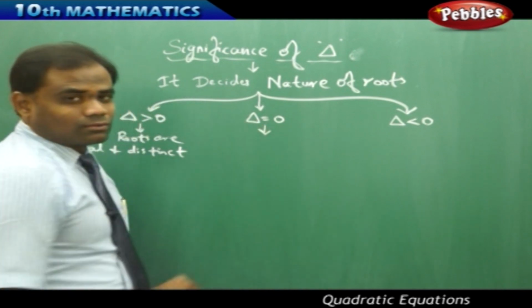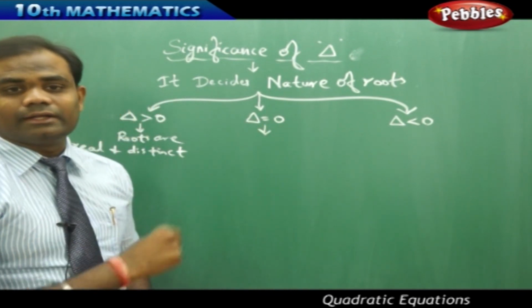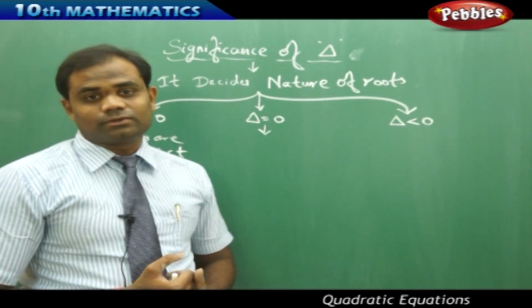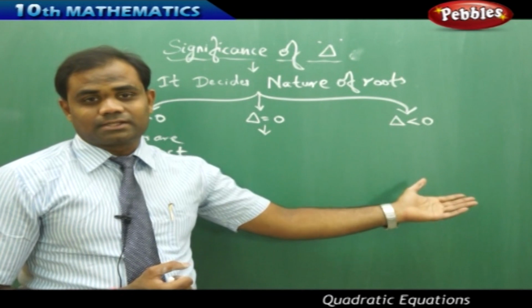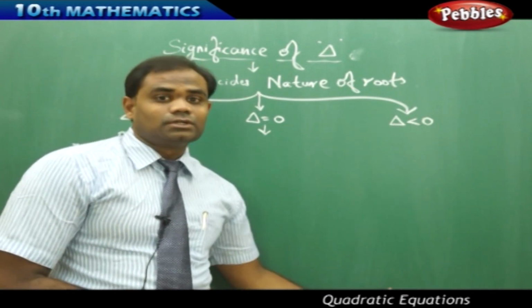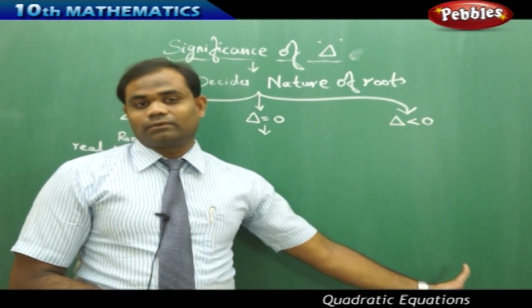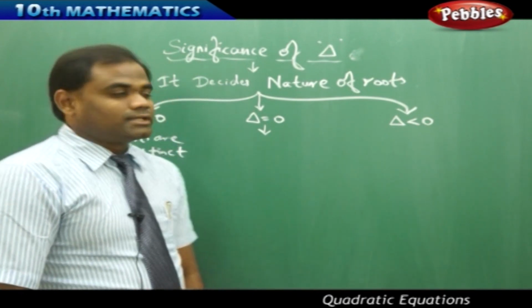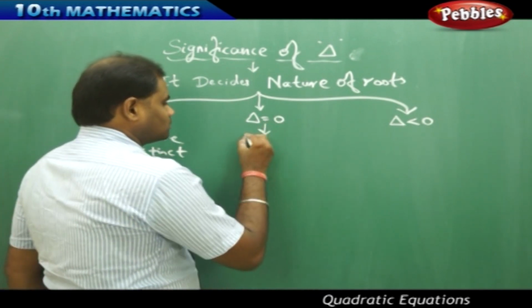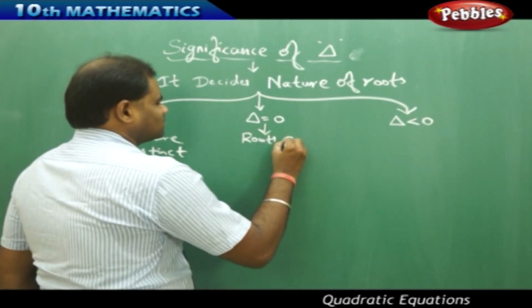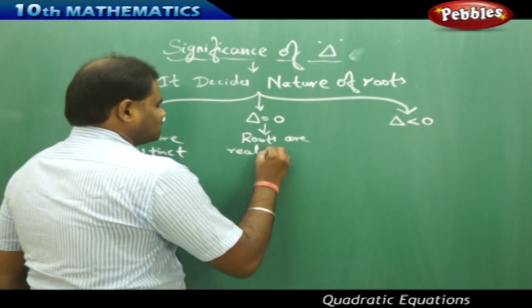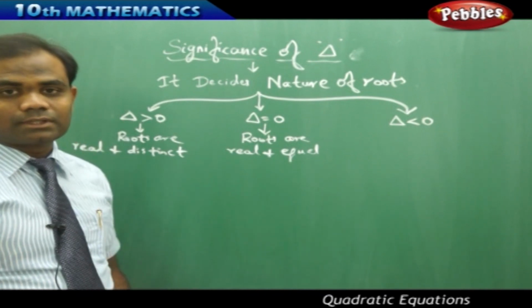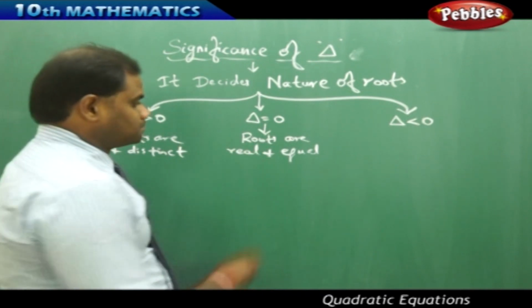If delta is 0, then we say that the roots are real and equal. So whenever we get repeated roots, delta will always be equal to 0, as we have seen in the previous case where delta was 0, and hence we got two repeated roots, 1 by root 2 and 1 by root 2. That is because delta was equal to 0. So in such cases of delta equal to 0, the roots are real and always equal, that is, repeated roots. They will be the same root repeated.